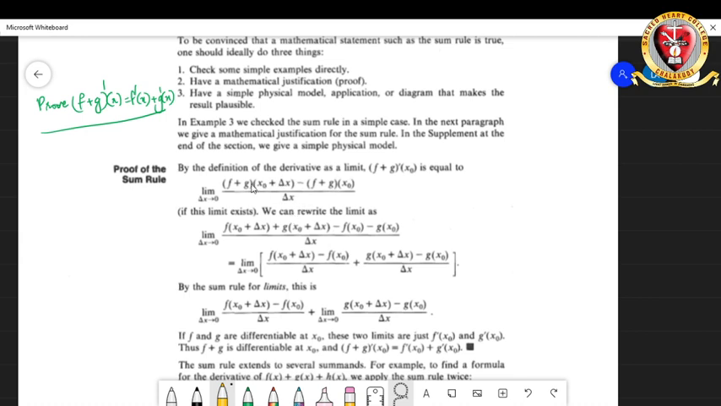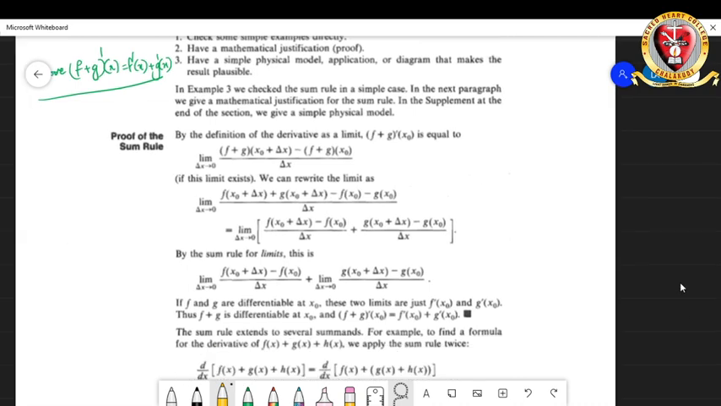and just rewrite the function. We know that this is equal to f of x naught plus delta x plus g of x naught plus delta x. Similarly here we have minus f of x naught plus g of x naught. So the minus will be for both of them, and you have the numerator to be this. Then make it into two fractions like this, and then apply the limits. So applying the limits, you have the limit as delta x tends to 0 of the first term plus the limit as delta x tends to 0 of the second term.